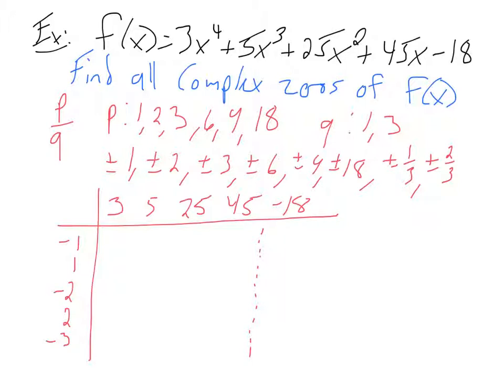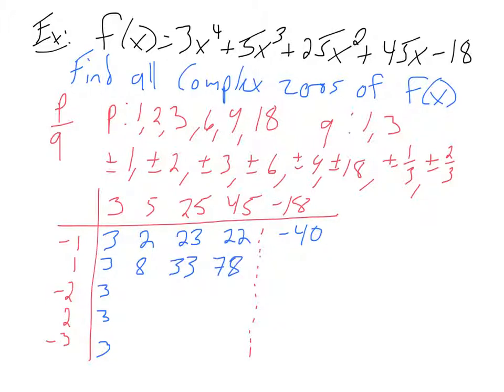I'll do it in blue. We always drop down the leading coefficient, so I'll do that for all of these. -1 times 3 is -3, and 5 is 2. -1 times 2 is -2, and 25 is 23. -1 times 23 is -23, and 45 is 22. -1 times 22 is -22, and -18 is -40. Not a remainder of 0, so -1 cannot be a zero. Now 1 times 3 is 3, and 5 is 8. 1 times 8 is 8, and 25 is 33. 1 times 33 is 33, and 45 is 78. It's just getting bigger, right? 1 times 78 is 78, and -18 is 60, so that doesn't work either. Those two we can cross off.